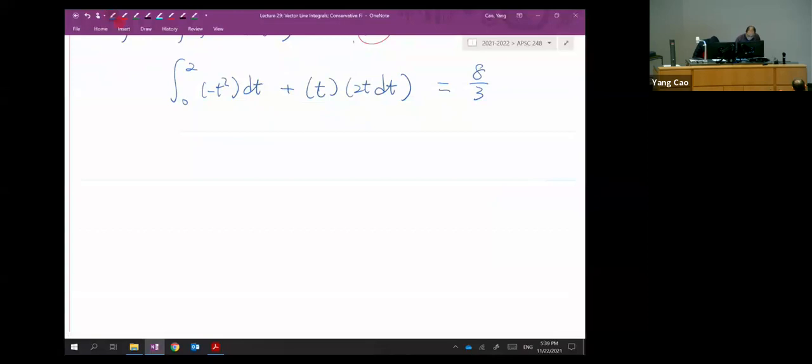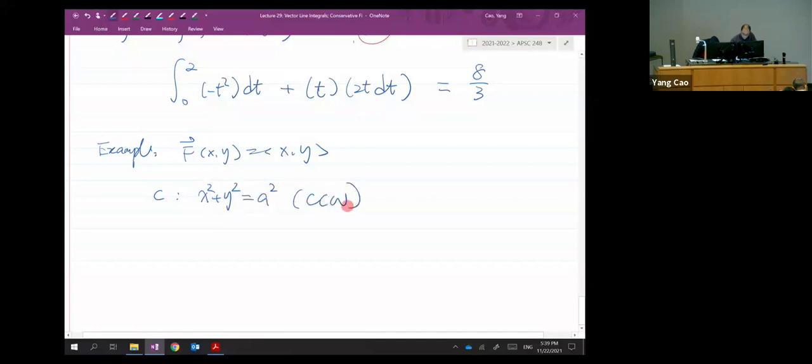So before we go ahead, let me show you one more example. This example is more of a demonstration of your understanding of the concept, rather than calculation. Here's a vector field F(x, y) = (x, y), and curve C is the circle x squared plus y squared equals a squared. You are required to calculate the vector line integral over this curve C.